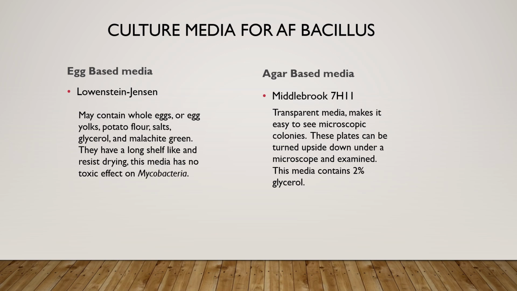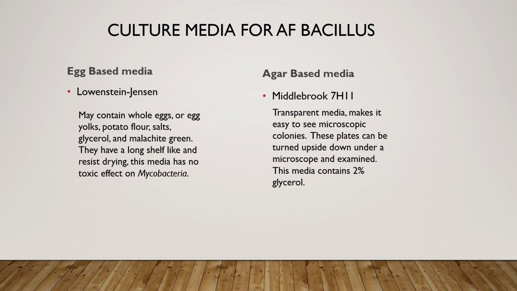It contains eggs, egg yolks, potato flakes, salts, glycerol, and malachite green. And basically, this type of media has a longer shelf life and doesn't dry out very quickly, so we can culture those slow-growing organisms. Malachite green actually inhibits the growth of normal flora. We want to inhibit normal flora from interfering with our isolation of Mycobacterium species.